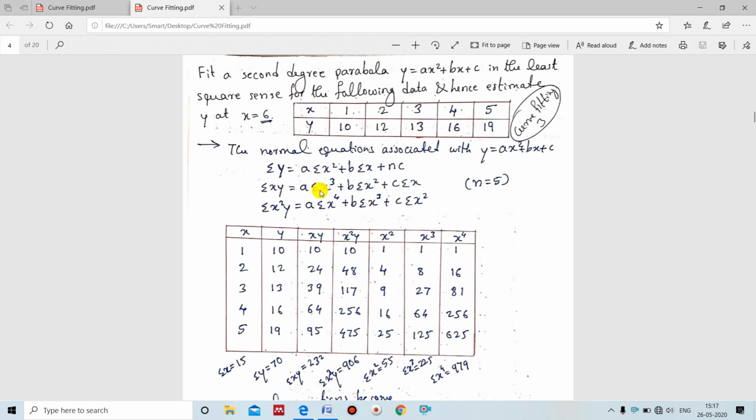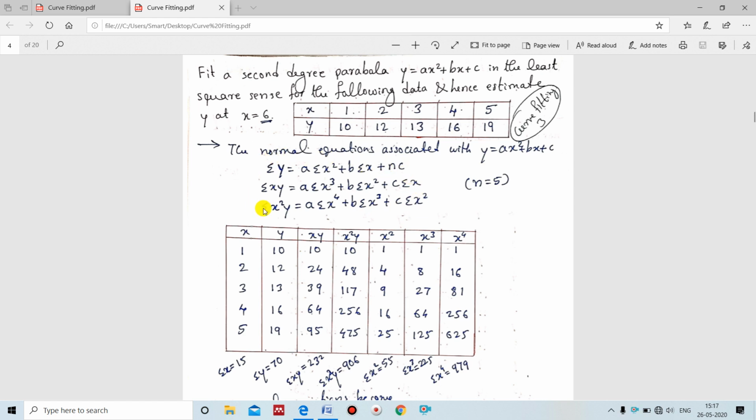Summation of xy equal to a into summation of x cube plus b into summation of x square plus c into summation of x. Then multiply x for this to obtain the third normal equation. Summation of x square y equal to a into summation of x raised to 4 plus b into summation of x cube plus c into summation of x square. So these are the normal equations.